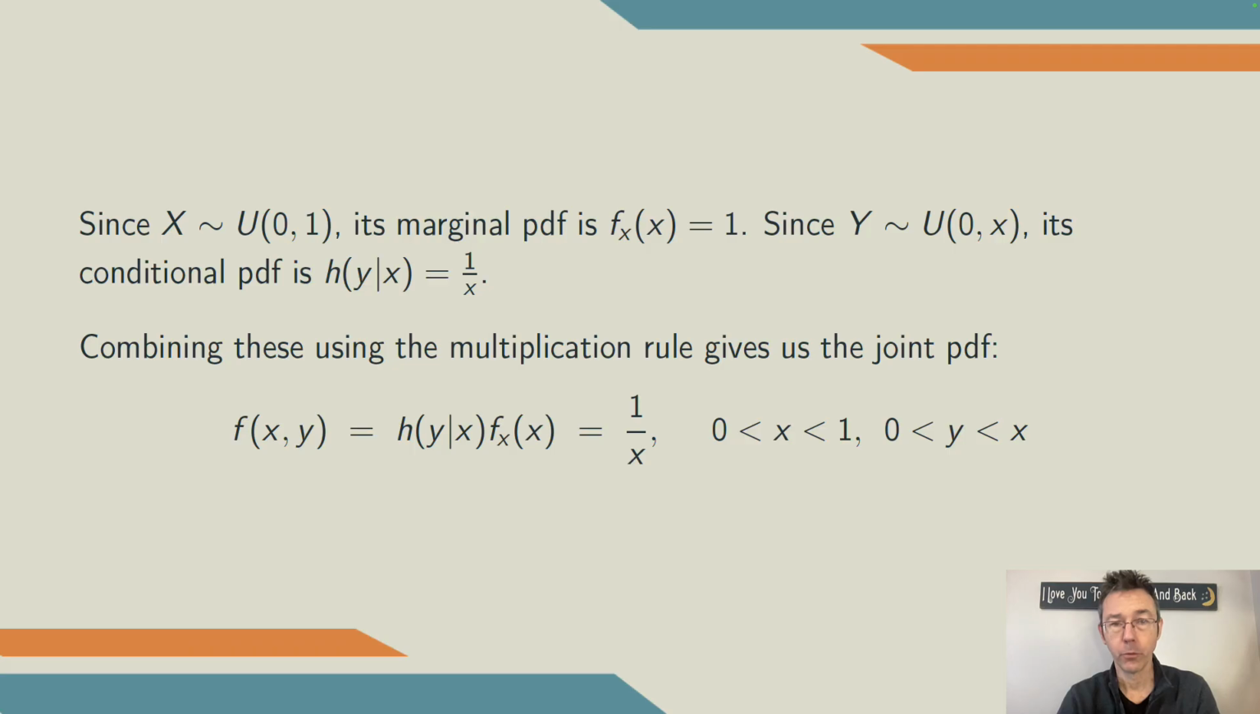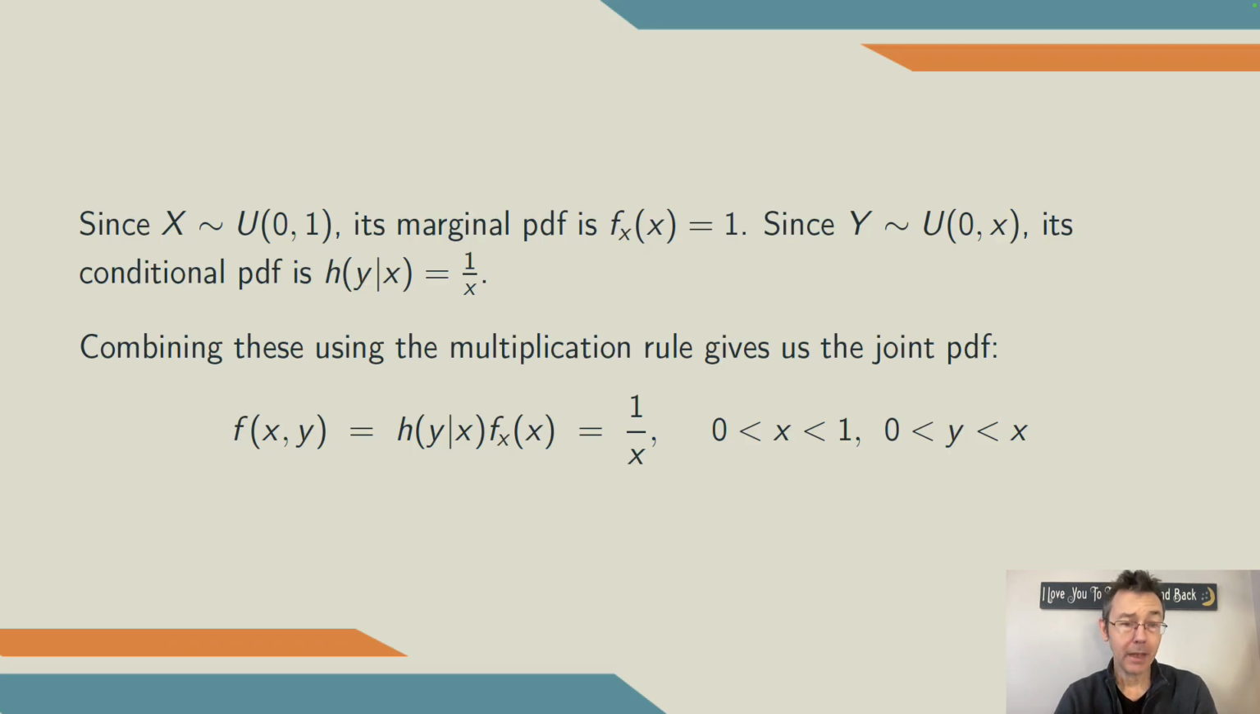Let's start with those uniform distributions that we're told about. X is uniform on the interval 0, 1, so its marginal PDF has to be f of x is 1. Remember, the PDF of a uniformly distributed random variable is 1 over the width of the support. Since y is uniform on the interval 0, x, where x is previously determined, its conditional PDF is h of y given x is 1 over x, 1 over x being the reciprocal of the width of the interval that's its support.